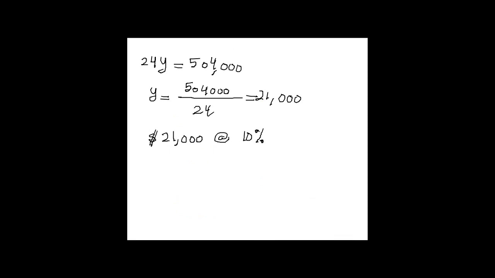You get 24y is equal to 504,000, and then divide both sides by 24. That's how we get y is equal to 21,000, which is the amount we're investing in that account that gives 10%. So can I see a check mark next to your name if you can follow all that so far?